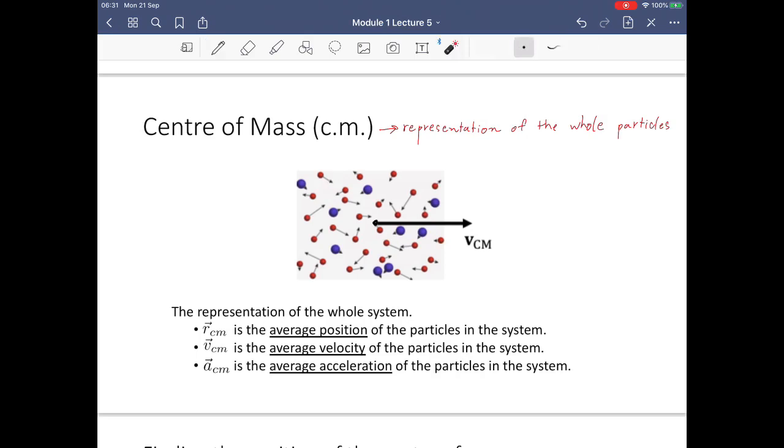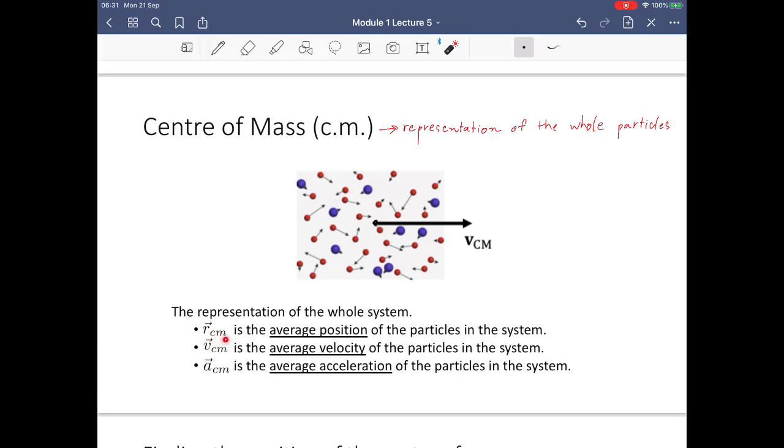So it is as if every particle here is concentrated within this black dot. And in order to describe the motion of this whole thing, we are going to say that the average position is the position of this black dot, and the average velocity is the velocity of this black dot, which we call the velocity of the center of mass, and also the acceleration of the whole thing, the average of them, is the same as the acceleration of this black dot. Okay, so again, this black dot is the representation of the whole thing.